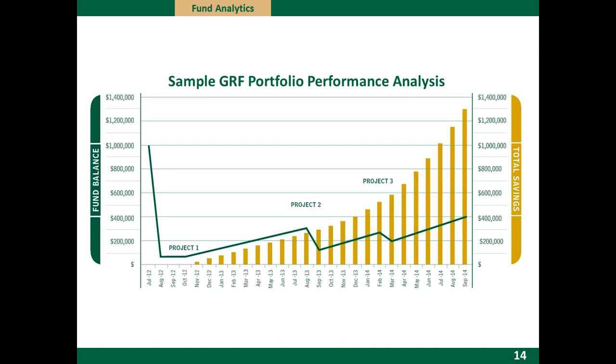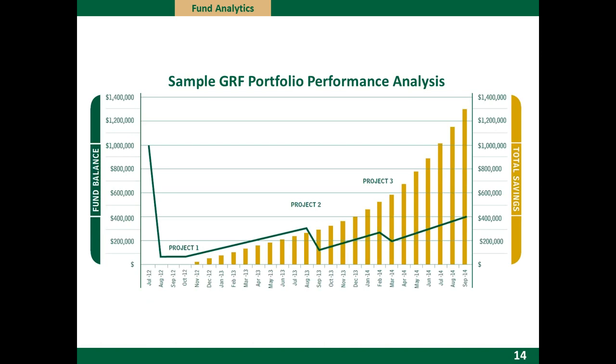The graph is actually modified from an analysis I did for Dartmouth CFO a couple of years ago. The green line represents the total balance of money in the GRF projects. And I think this graph tells three really interesting stories. First, the fund balance line illustrates how capital is flowing out of the fund to finance projects. As you can see, it declines whenever a project is financed. And then how the savings from those projects are recouped back into the fund.